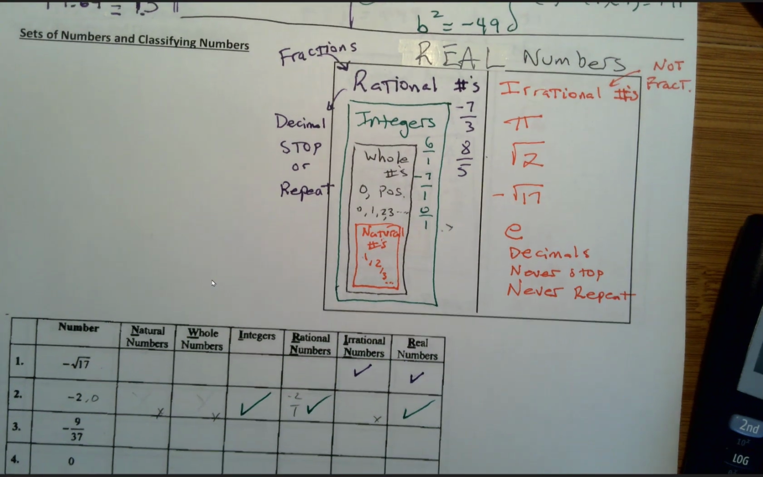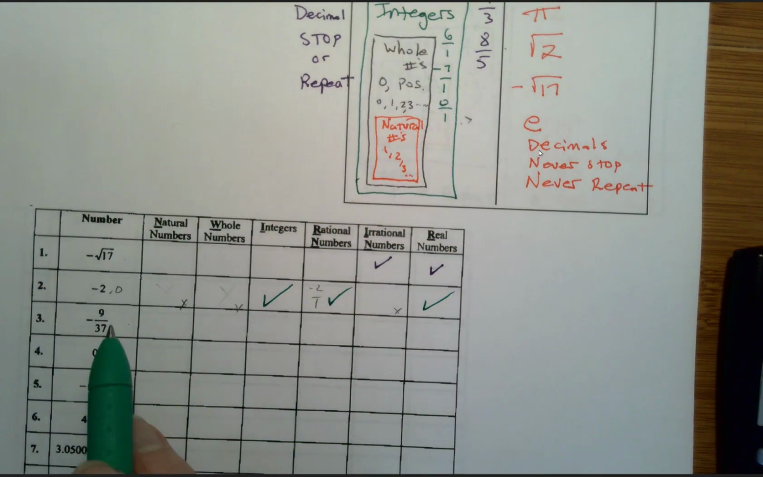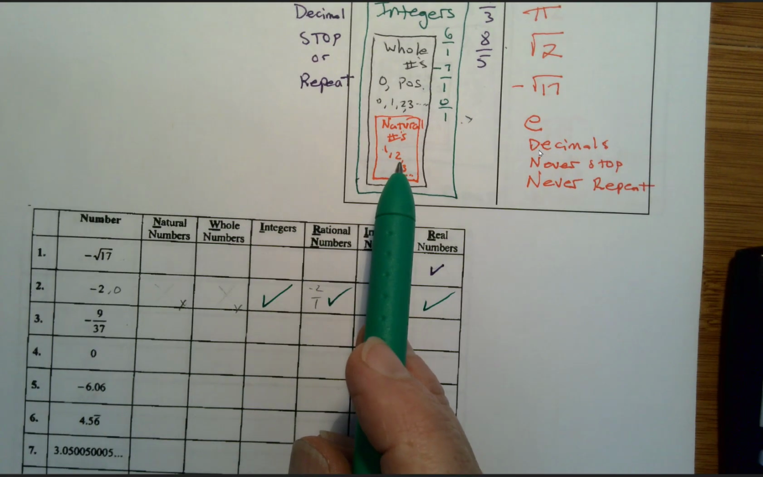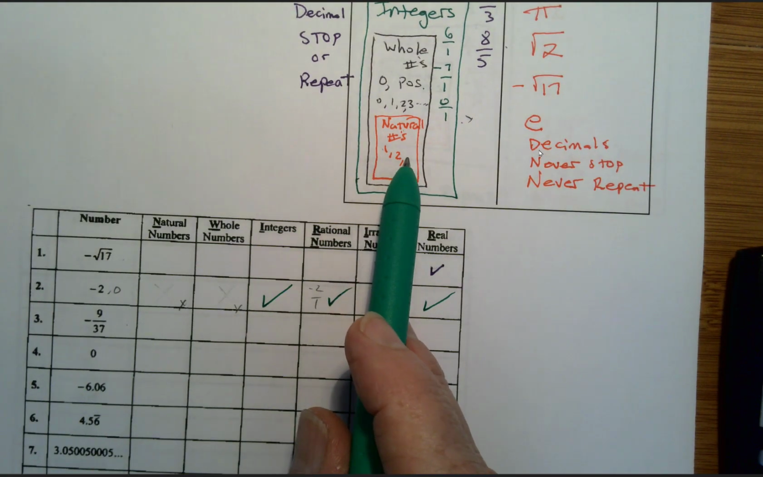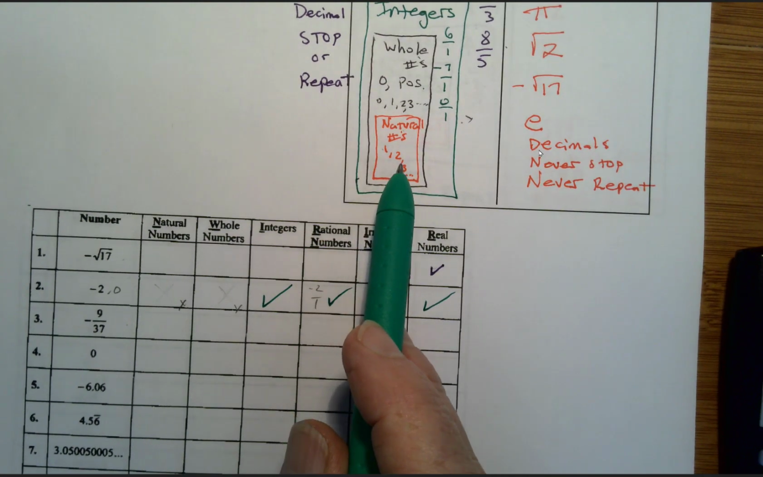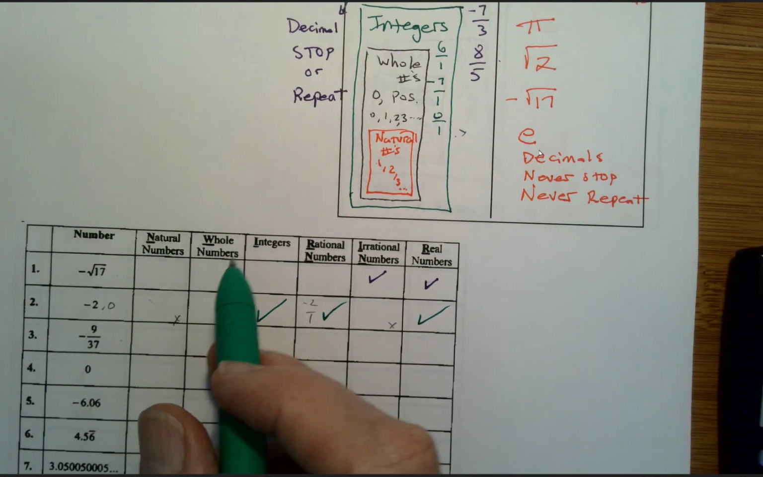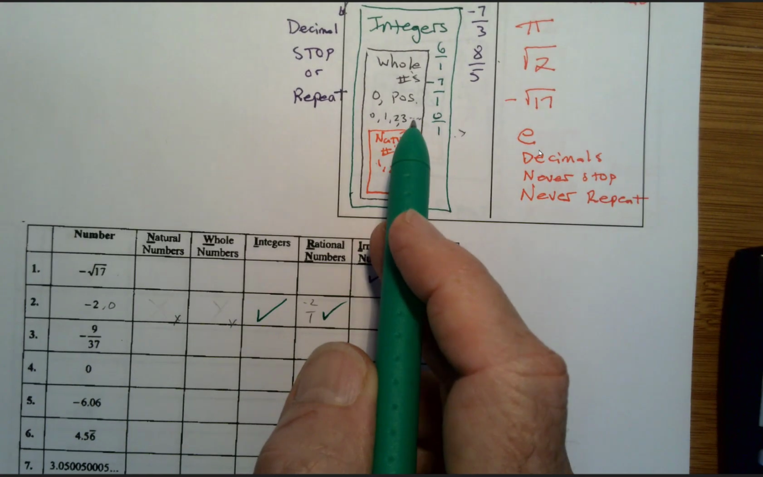So this is how this goes. Negative 9/37. Is that natural? Nope, we don't count. We only count in things with nature like 1 sheep, 5 sheep, 10 sheep, 8 potatoes, 11 potatoes. We don't really count with fractions in nature too much. So no. Is it a whole number? No, those are 0 and 1, 2, 3 counting numbers.